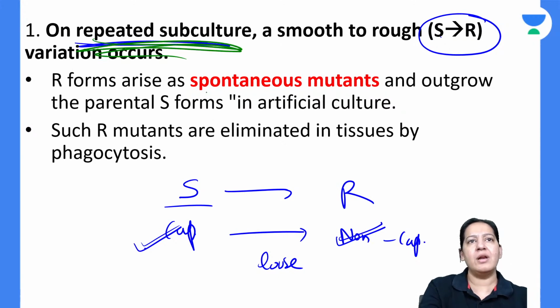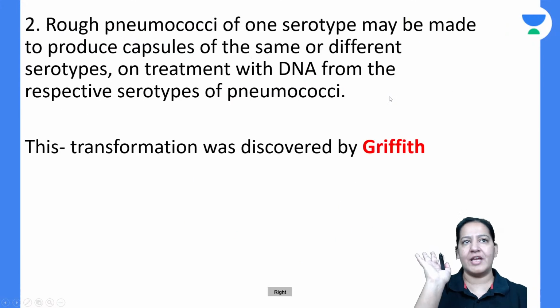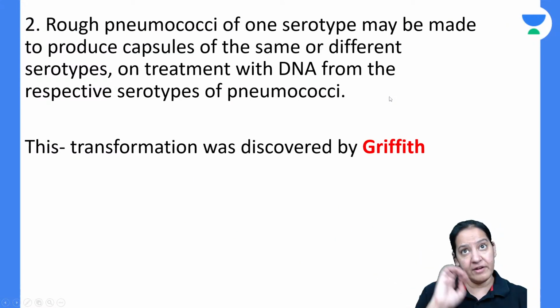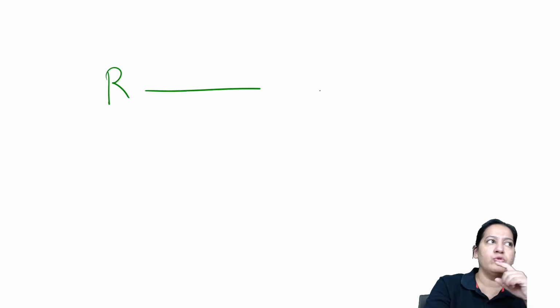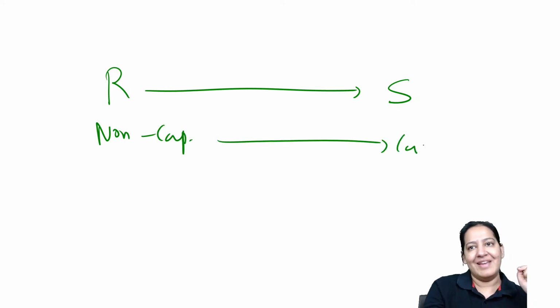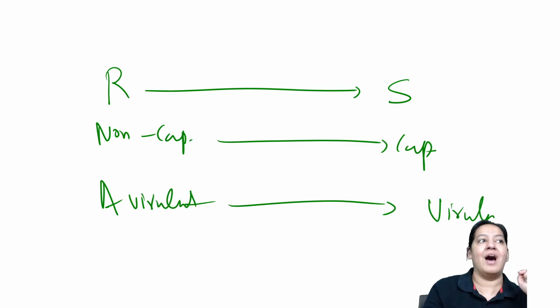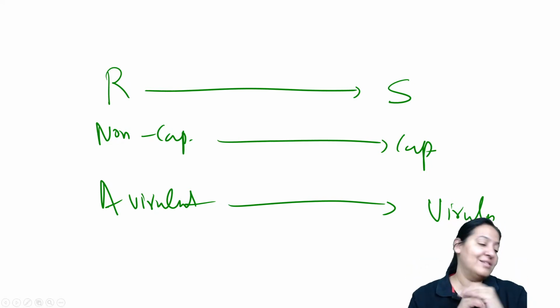On repeated subculture, a spontaneous mutant form will be formed that will lose the capsule. Now the reverse is more difficult. Can I convert rough to smooth? Can I convert non-capsulated to capsulated? Can I convert avirulent to virulent? Can I do this conversion, the reverse? The answer is again yes, but this is difficult.